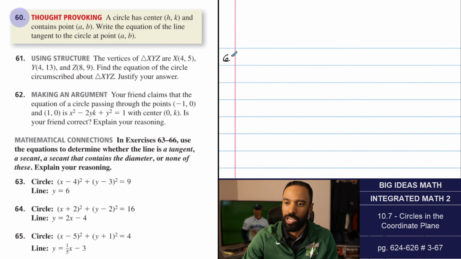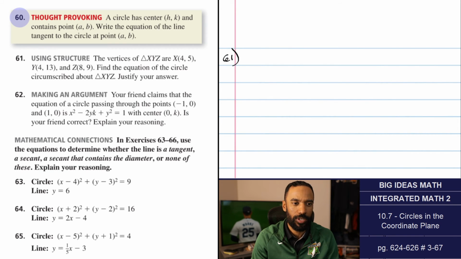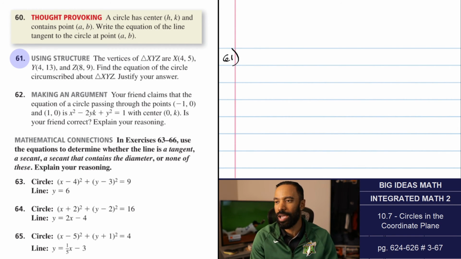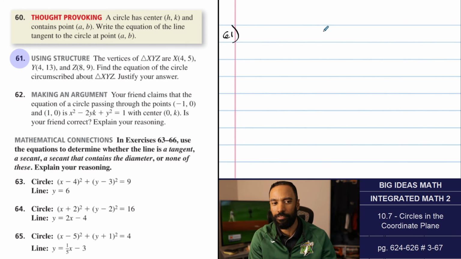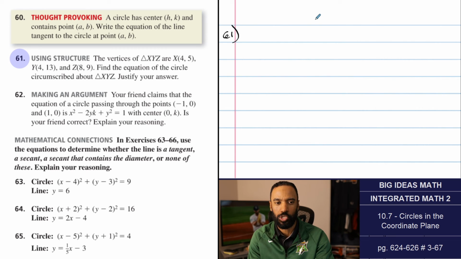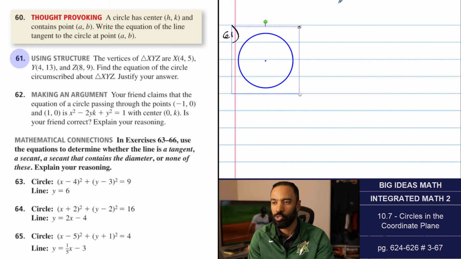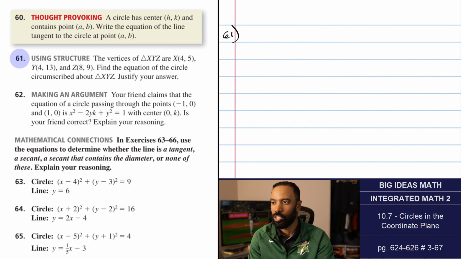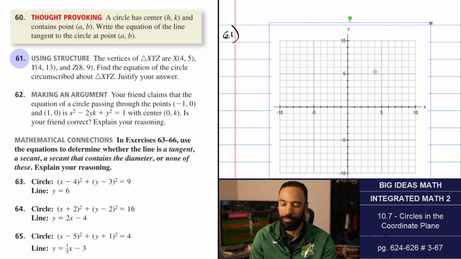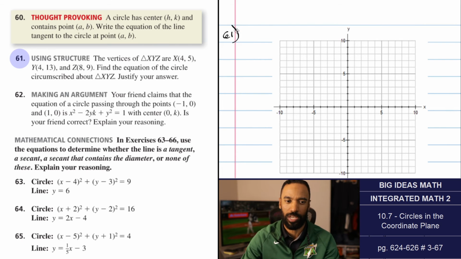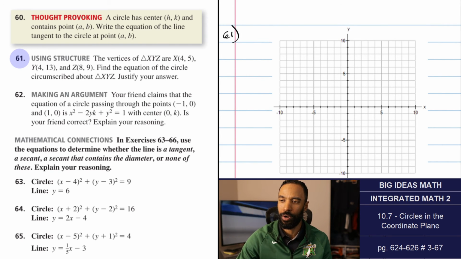Okay, number 61. 7 more questions, I believe. Number 61, the vertices of triangle XYZ are X equals 4, 5, Y is 4, 13, and Z is 8, 9. Find the equation of the circle circumscribed about XYZ. Justify your answer. With this kind of problem, the one issue I have is with my graph paper, that the y is at 4, 13.